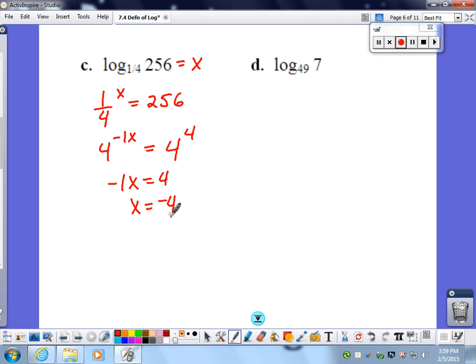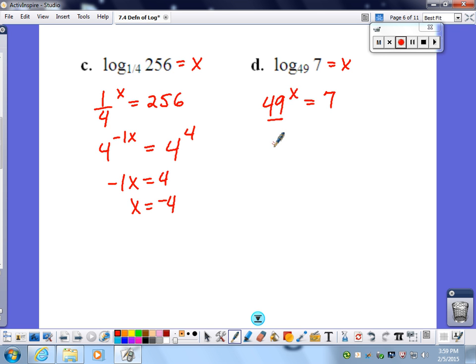All right, try the next one. So I want this to equal x. So I've got 49 to the x power is equal to 7. All right, I need to have the same base here. So that means I'm going to rewrite this with a base of 7. I always want to go to the smaller number. When I rewrite a base, it has to be the smaller number.